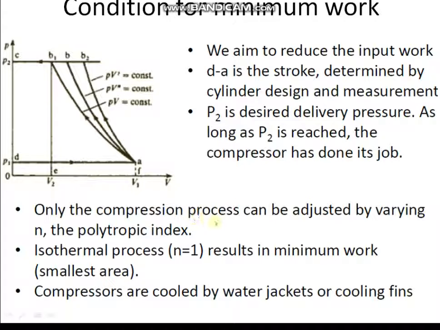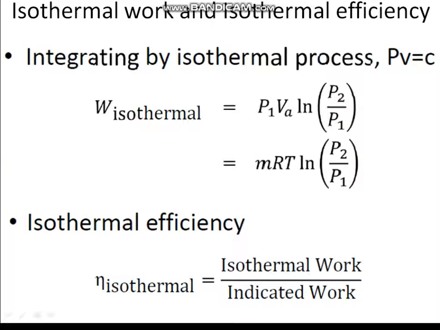Only the compression process can be adjusted by varying n, the polytropic index. So if we vary n, we can get different processes. For the isothermal process, the value of the polytropic index is 1 and it results in the minimum amount of work, or the minimum area. Compressors are also cooled by water jackets and cooling fins to maintain the minimum temperature difference between the intake of the air and the delivery of the air.